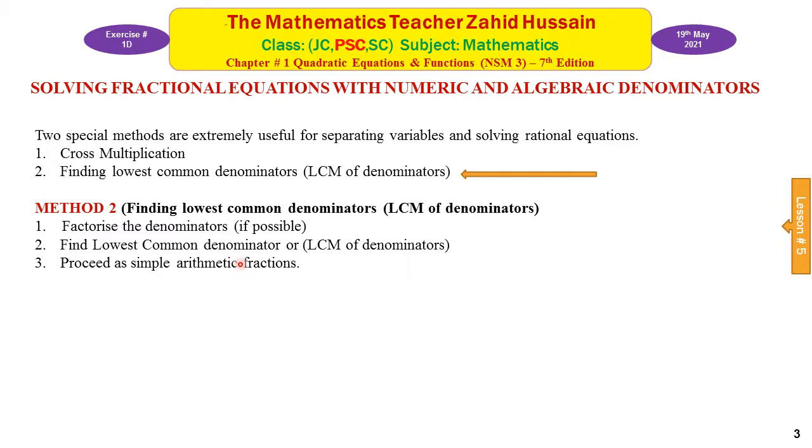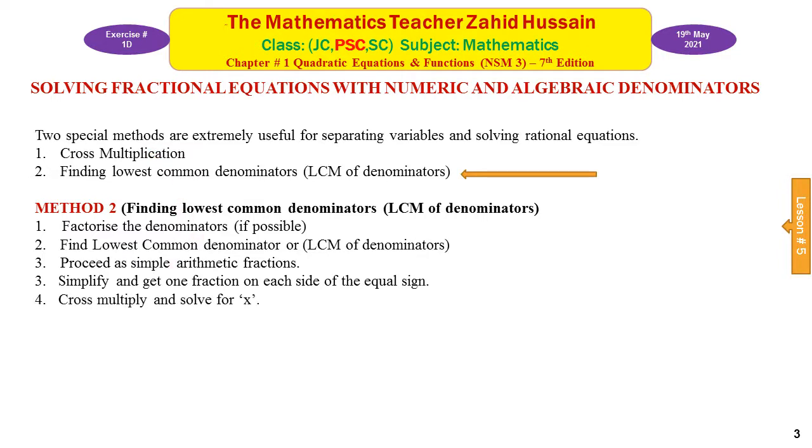Proceed as simple arithmetic fractions. After taking the LCM, we will solve further the same way we solve simple arithmetic fractions, and then we will have one fraction on the left and one on the right side. When we have one fraction on each side, then we will apply the method of cross multiplication. We will cross multiply to get an equation which is free of fraction, and then we will solve that equation to get the value of x. If that equation is a quadratic equation, then we will use factorization or quadratic formula.